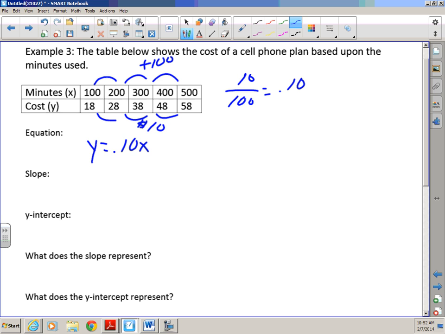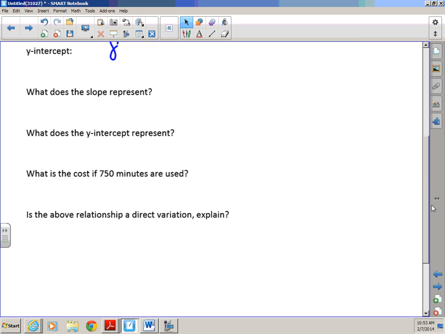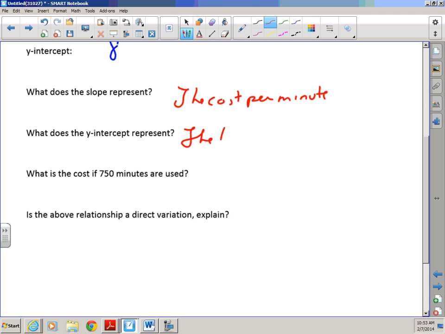Well, the y-intercept is when I use this for 0 minutes. At 0 minutes, this is going to cost me $8. I just work my way back. Okay? So the slope, 0.10, y-intercept is $8. So what does the slope represent in this problem? The slope represents the cost per minute. What does the y-intercept represent? The fixed cost of the plan.